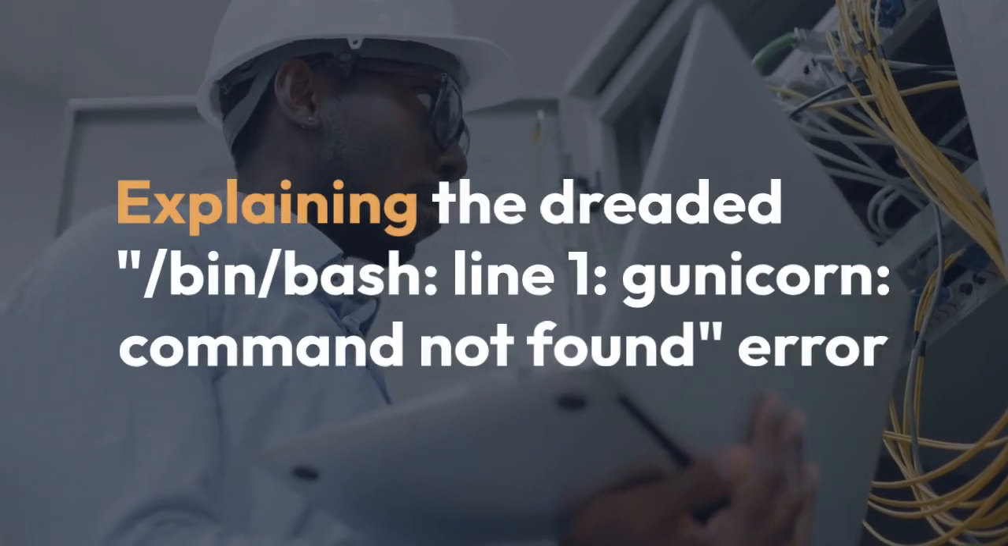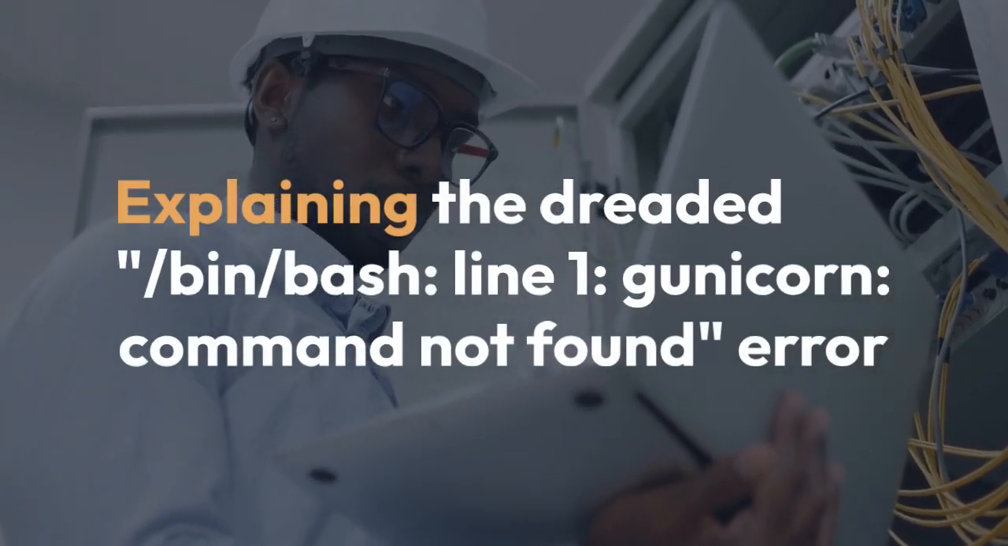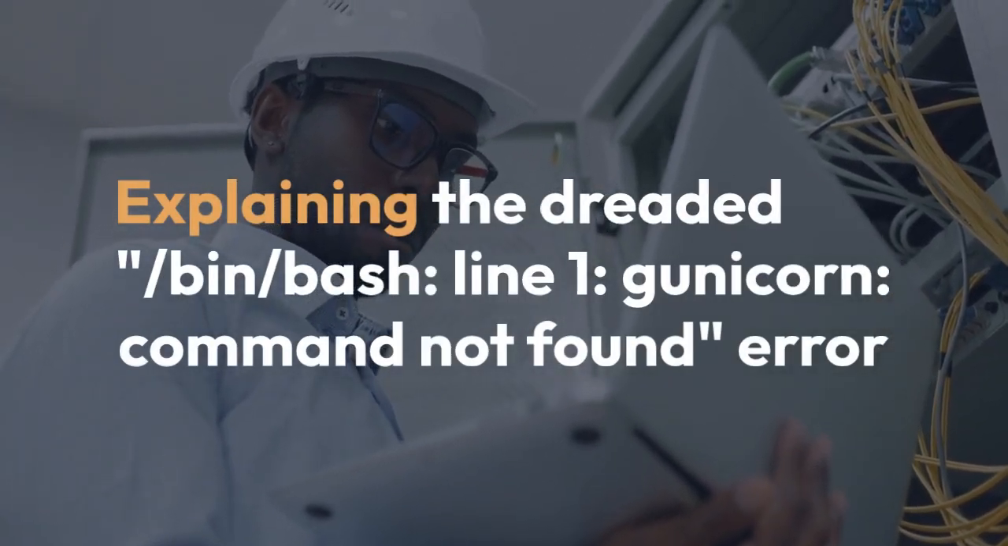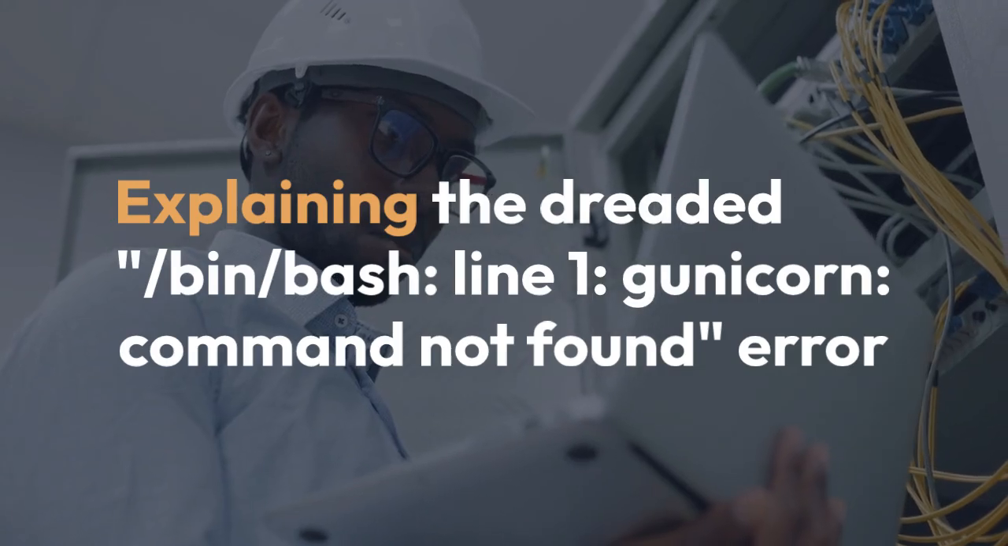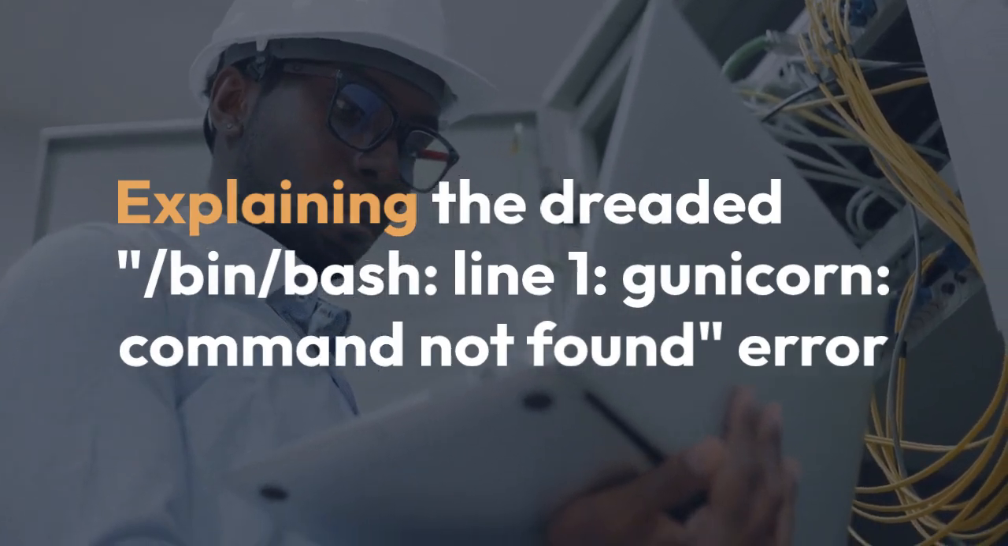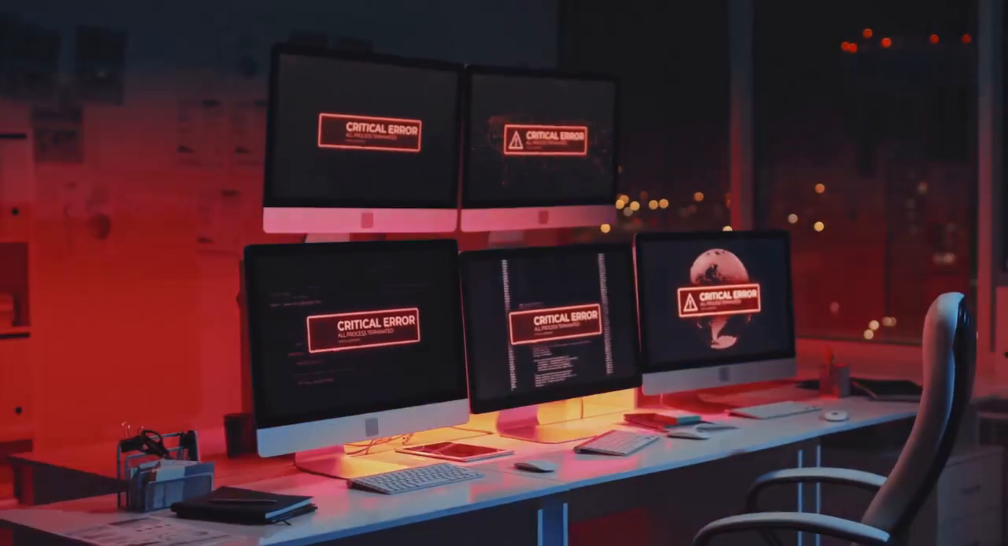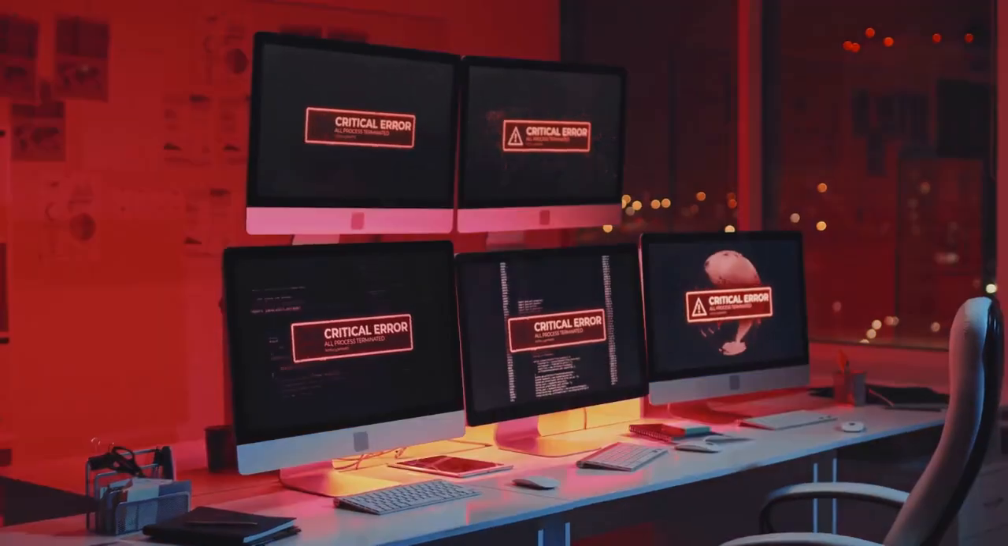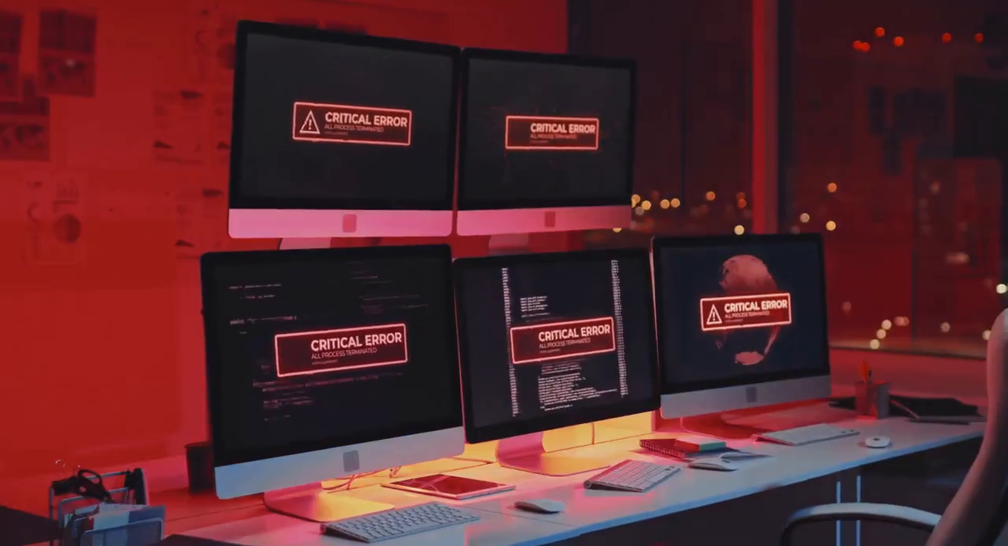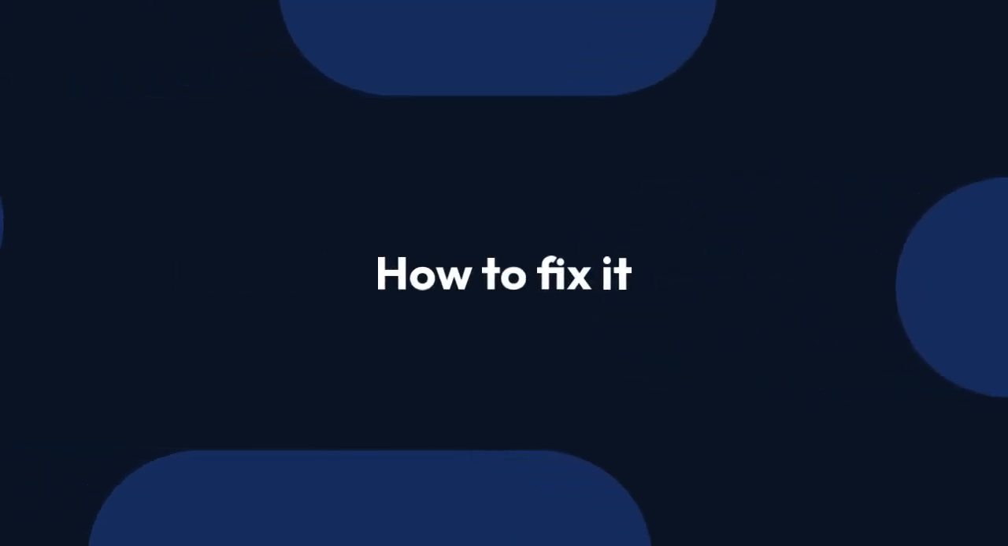We're going to explain the dreaded "/bin/bash: line 1: gunicorn: command not found" error you might encounter when deploying your Python web application. This error means your server can't find the Gunicorn program, which is crucial for running your Python app. Let's break down how to fix it.